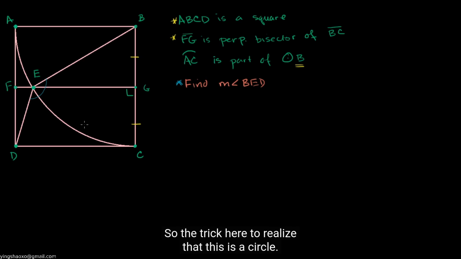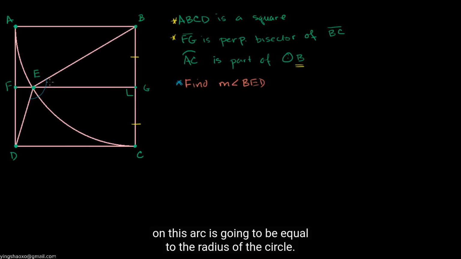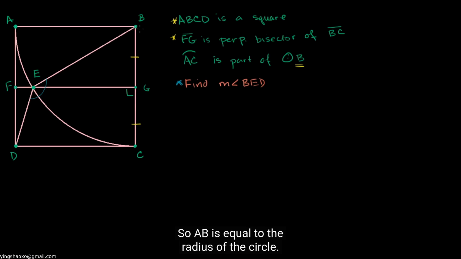So the trick here is to realize that this is a circle, and so any line that goes between B and any point on this arc is going to be equal to the radius of the circle. So AB is equal to the radius of the circle, BE is equal to the radius of the circle, and we can keep drawing other things that are equal to the radius of the circle. BC is equal to the radius of the circle.